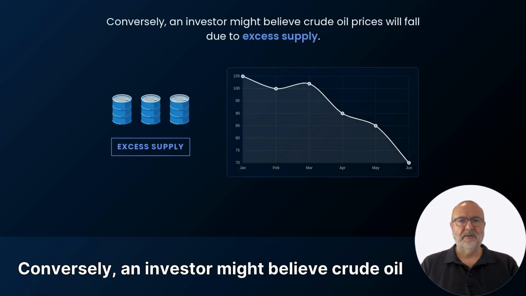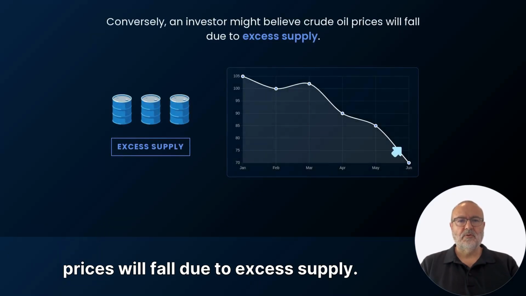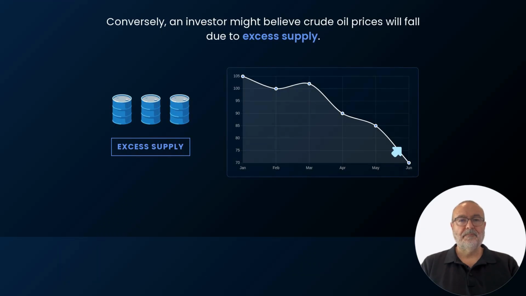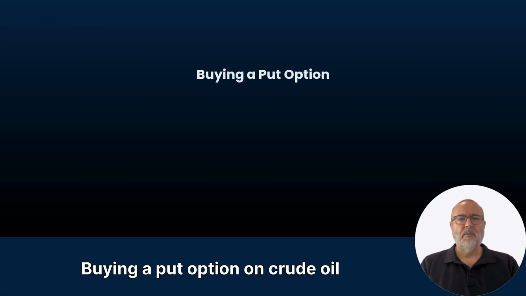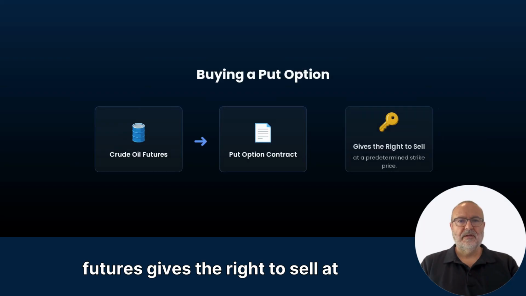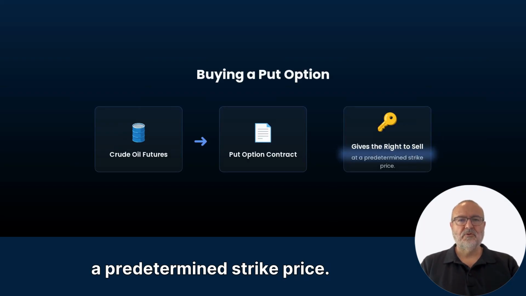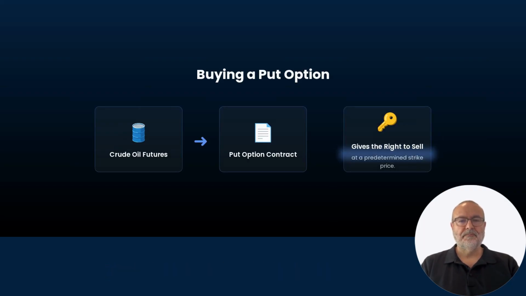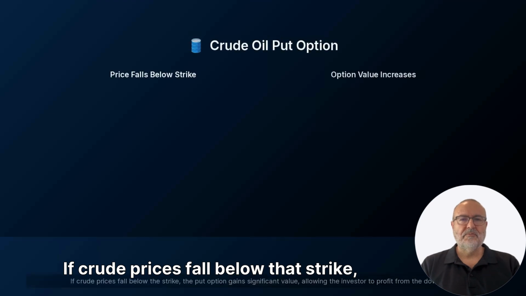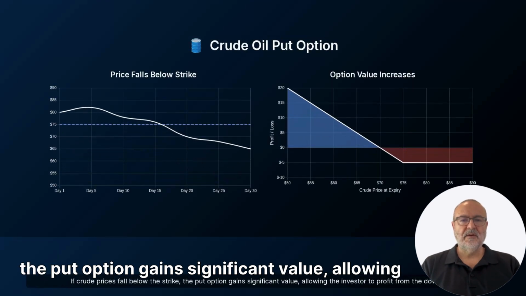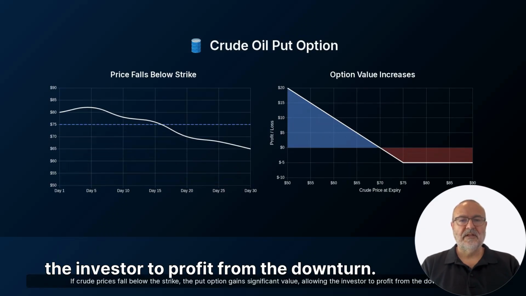Conversely, an investor might believe crude oil prices will fall due to excess supply. Buying a put option on crude oil futures gives the right to sell at a predetermined strike price. If crude prices fall below that strike, the put option gains significant value, allowing the investor to profit from the downturn.